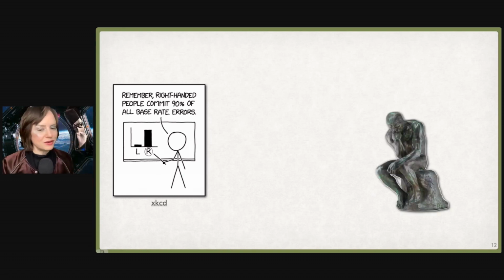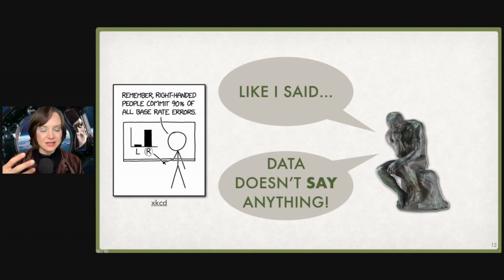One final example for you from everyone's favorite XKCD. So remember, right-handed people commit 90% of all base rate errors. And what's going on here? Of course, 90% of people are right-handed, and there's probably no relationship between handedness and base rate errors, though as a left-handed person, I think maybe they're onto something. Like I said, data doesn't say anything.